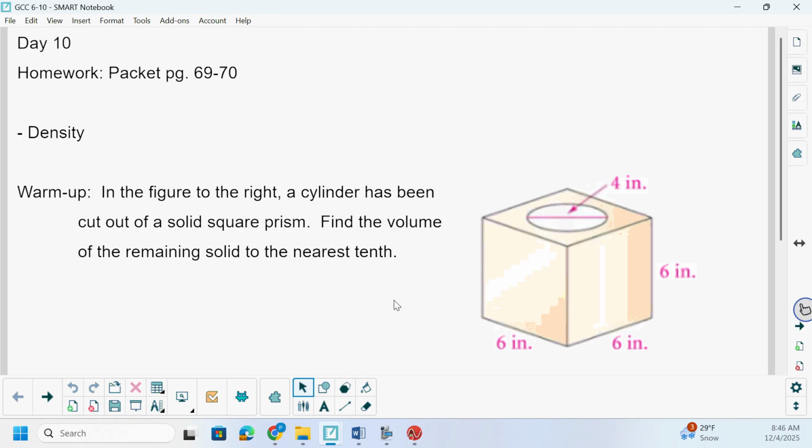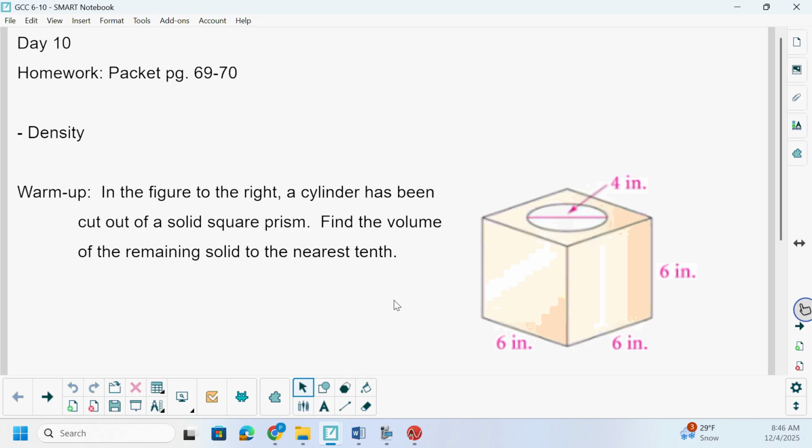Welcome to day 10. Homework is packet page 69 to 70, so you can write today's date next to day 10 on the calendar. We're going to be looking at density today, and we'll give you a little bit of time to try the warm-up.